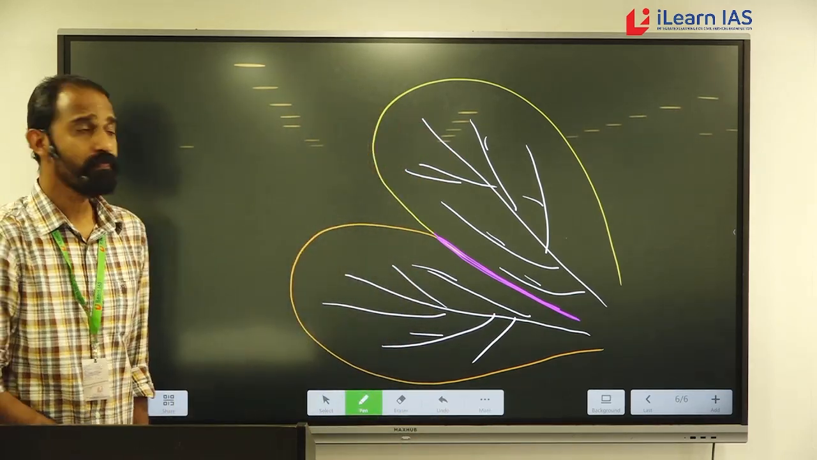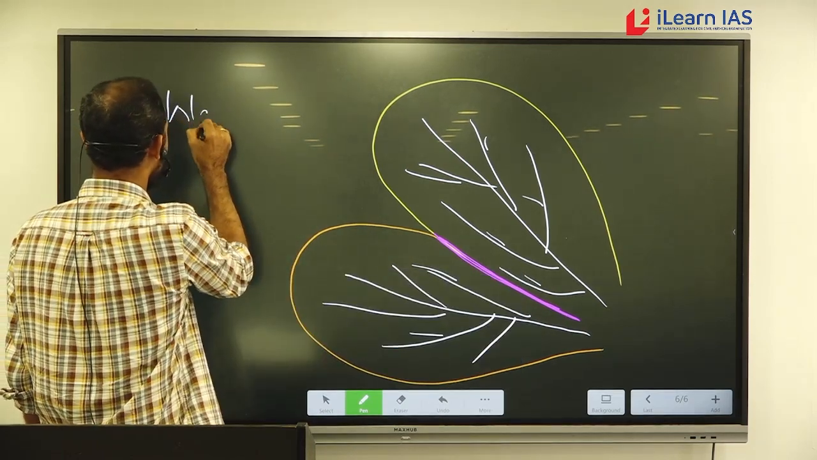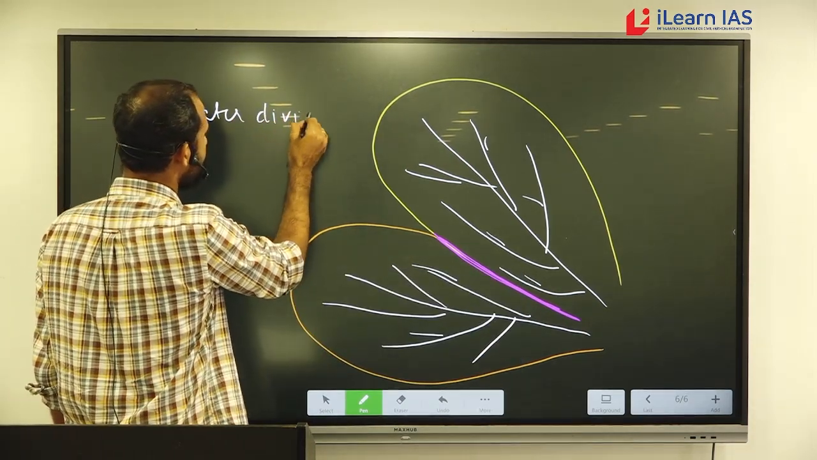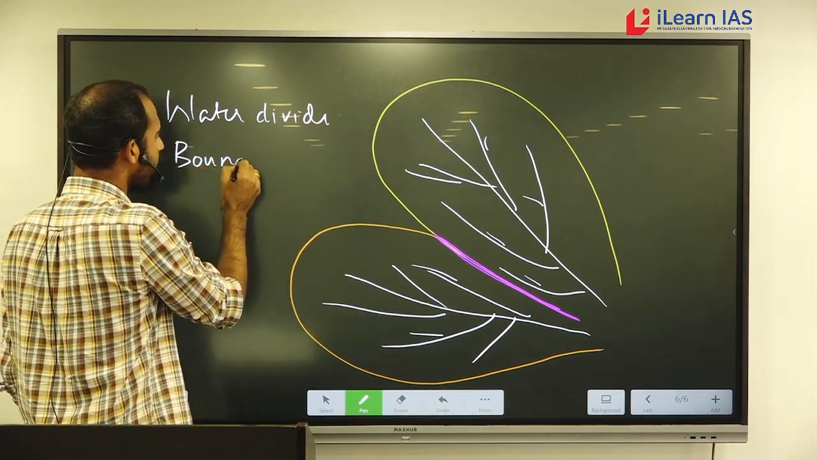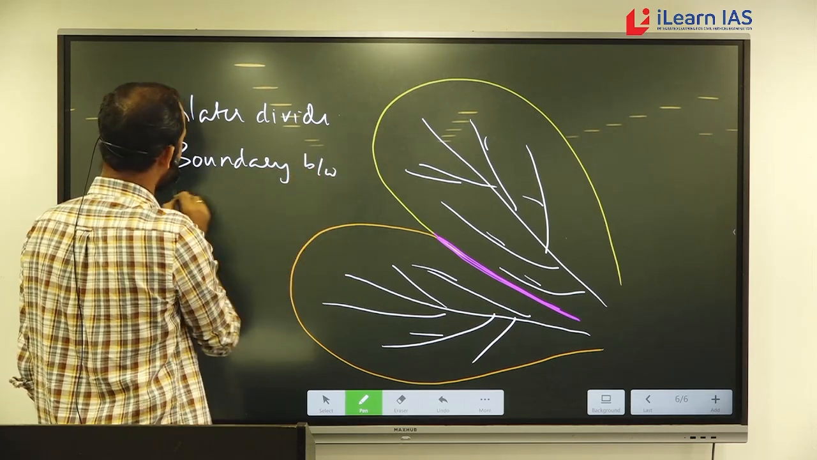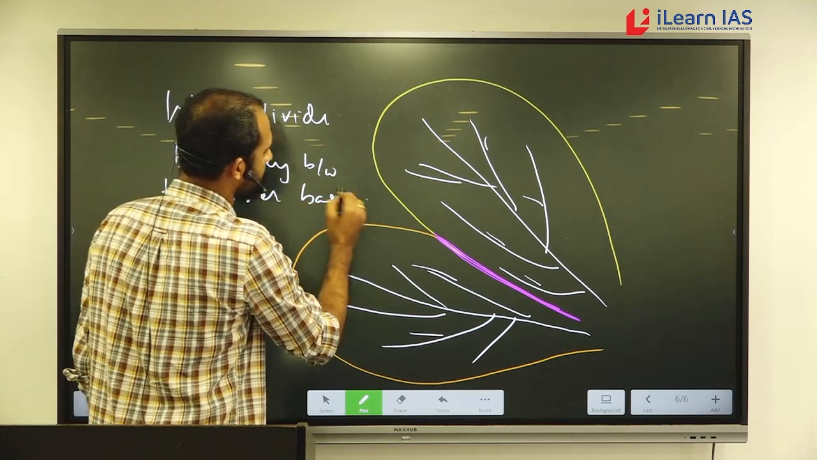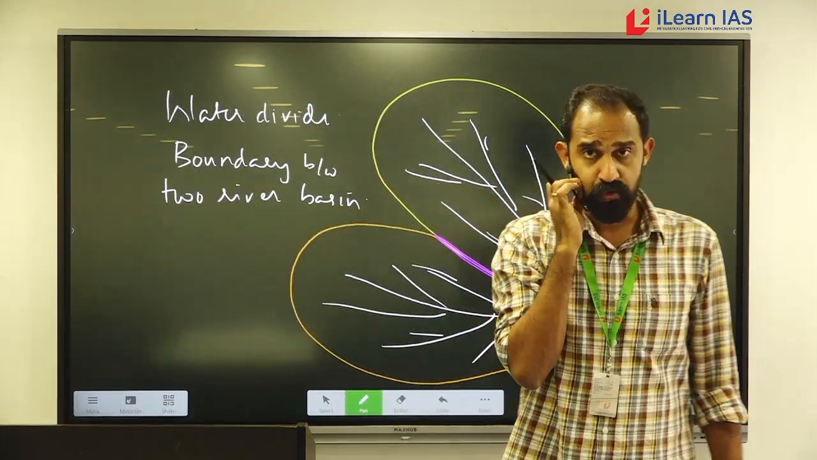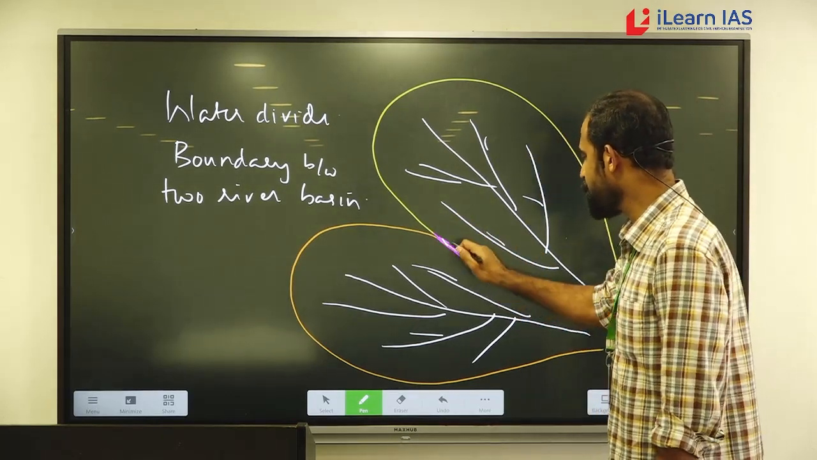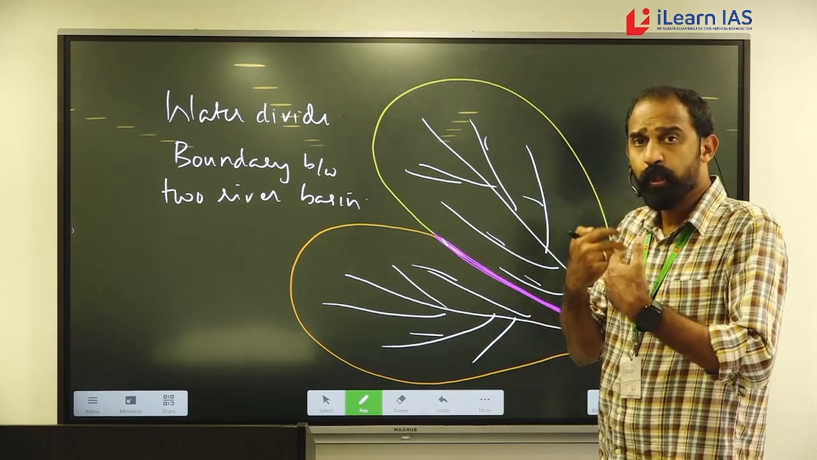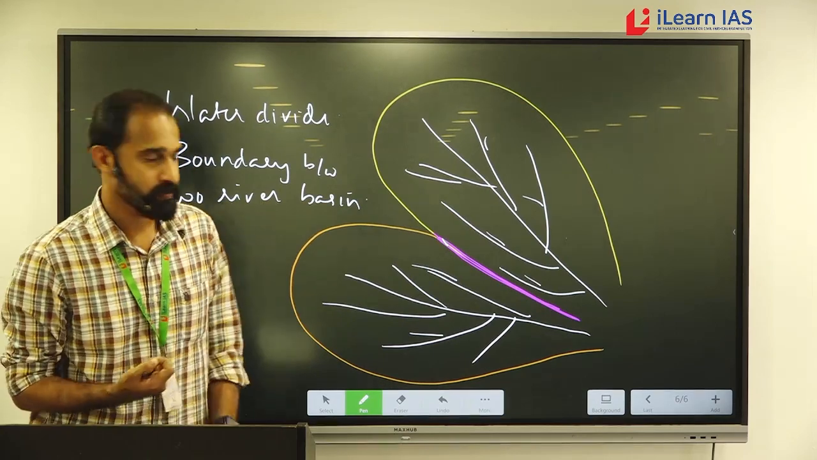There comes the concept of water divide. Now what is water divide? Water divide is nothing but the boundary between two river basins. Water divide is a term used for identifying the boundary between two river basins. It will be usually a mountain or an upland, a mountain range or an upland.